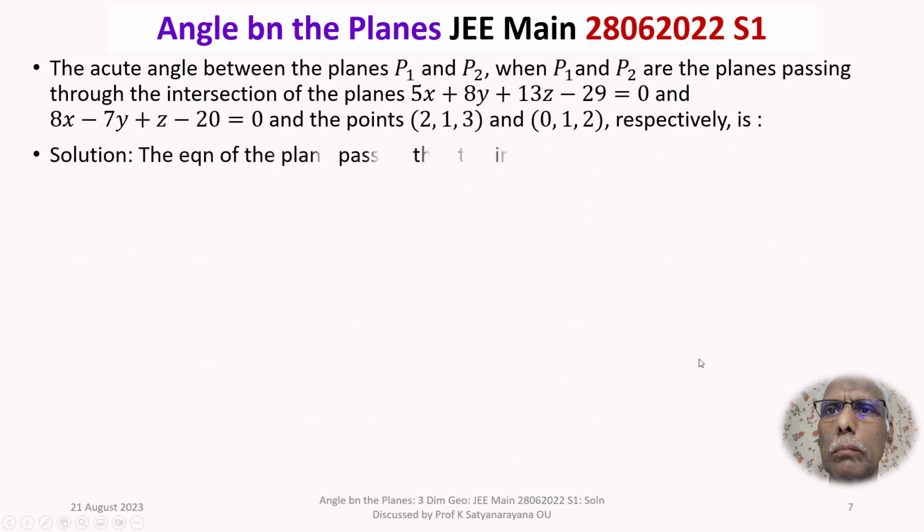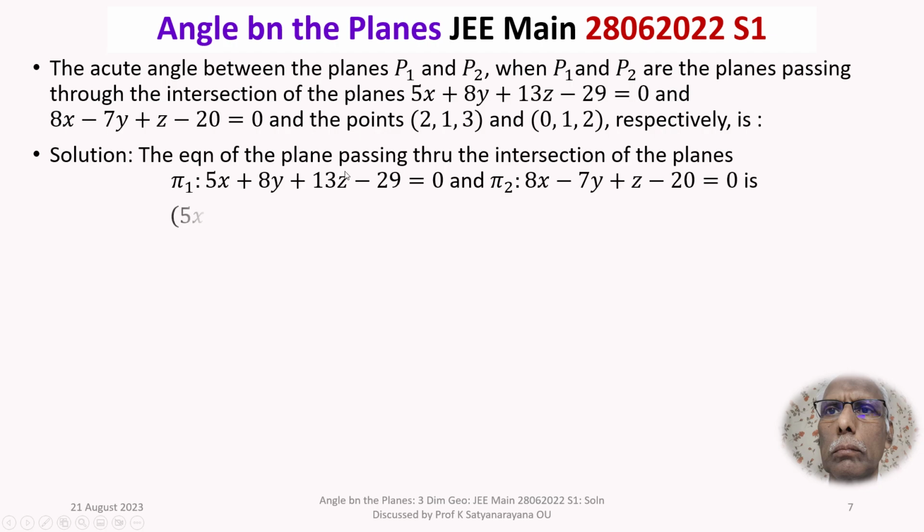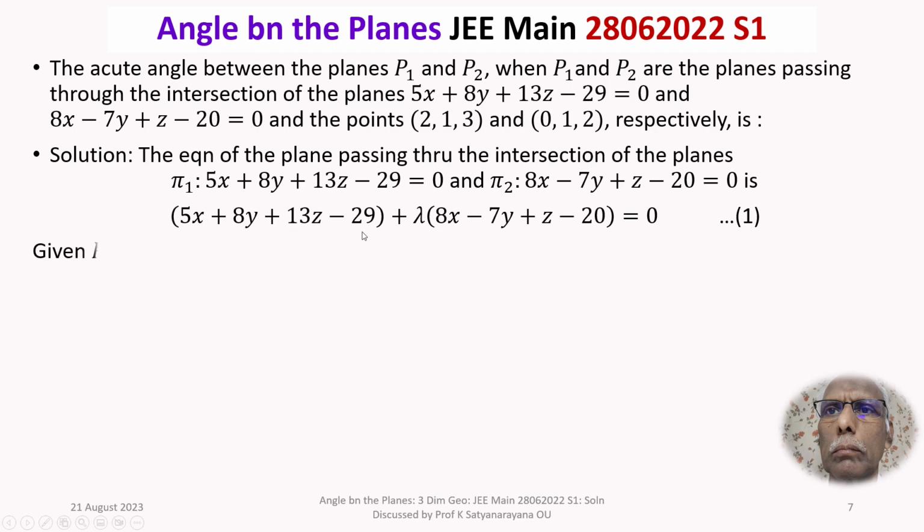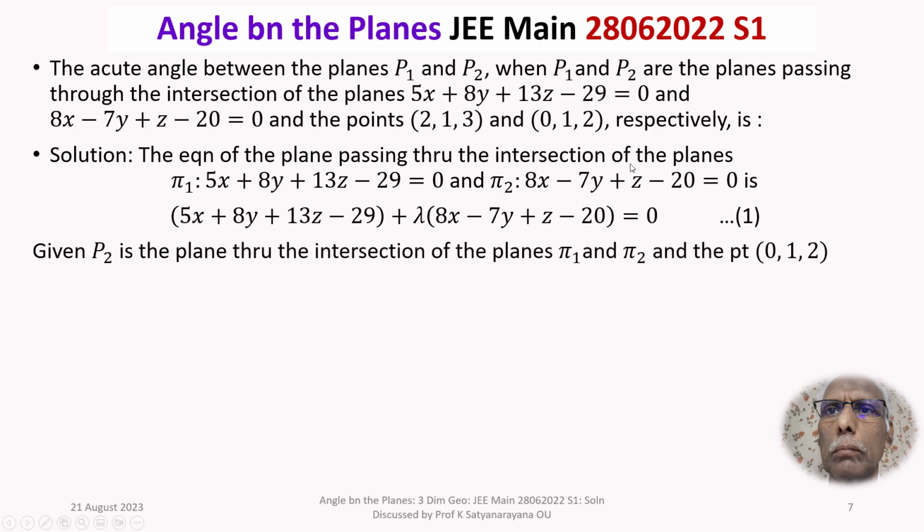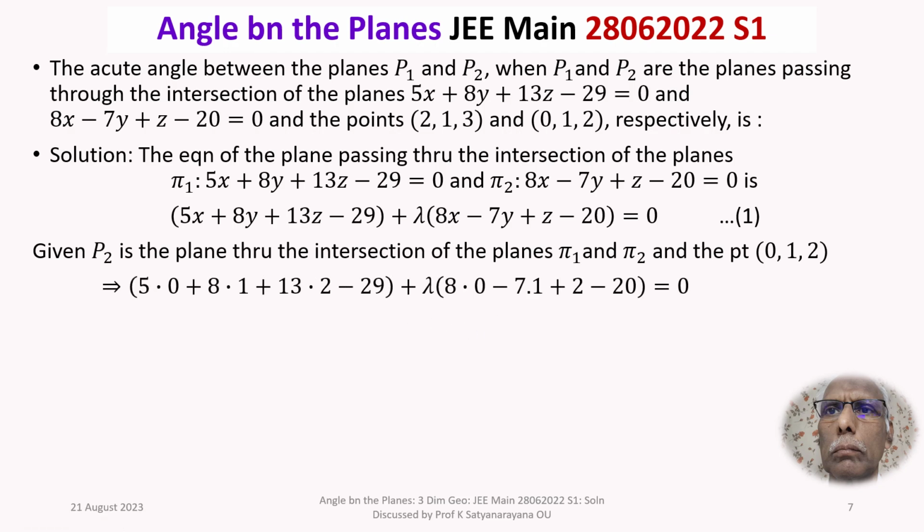Right. So we have pi 1 and pi 2, and the equation of the plane passing through the intersection of the planes is pi 1 + lambda times pi 2, that is equation 1 as in the previous slide. P2 is the plane passing through the intersection of the planes pi 1 and pi 2 and the point (0, 1, 2). So in equation 1, substitute x = 0, y = 1, z = 2. Then simplify. We get 5 - 25 lambda = 0, which gives lambda = 1 by 5.